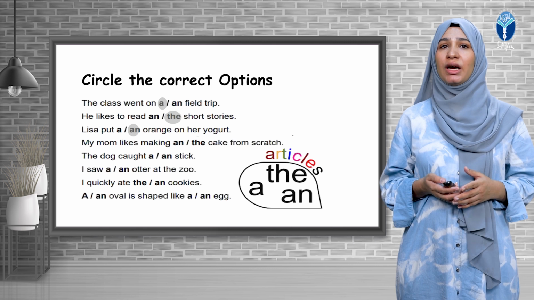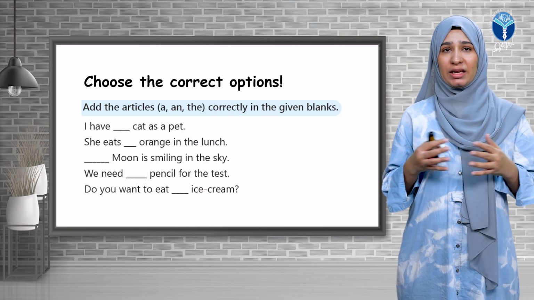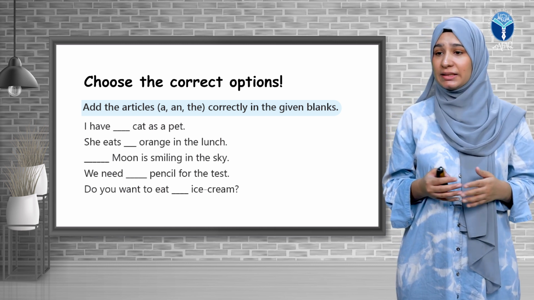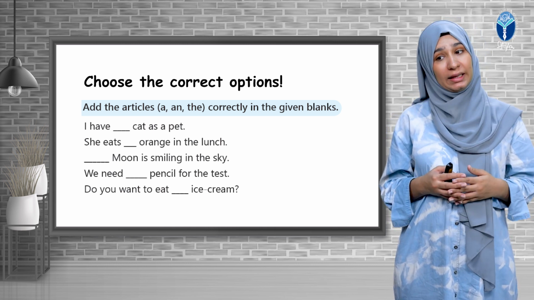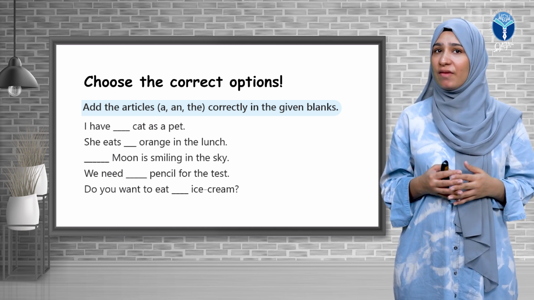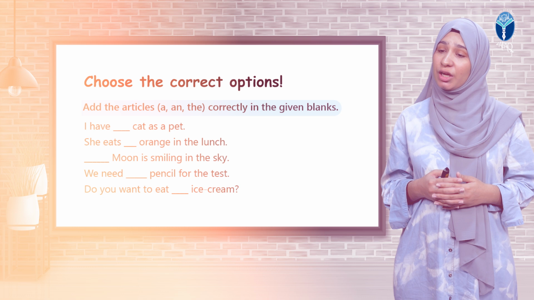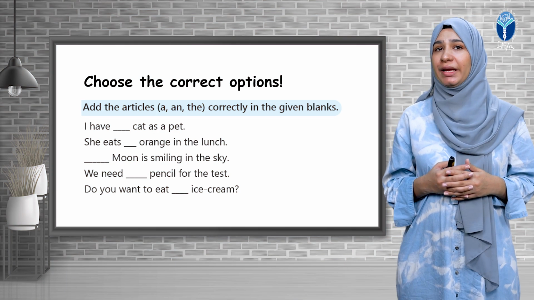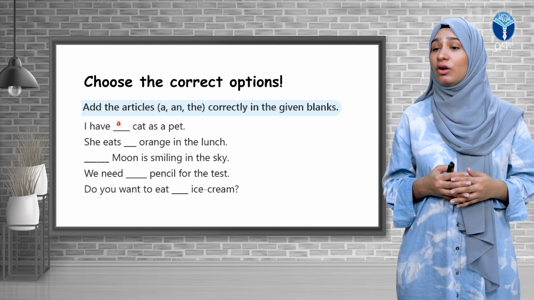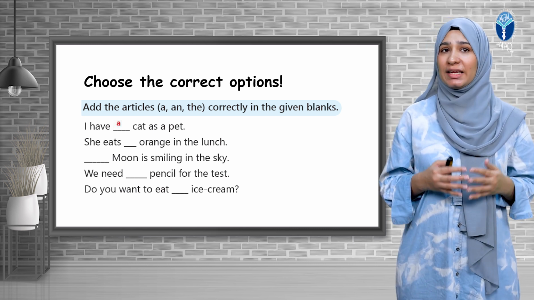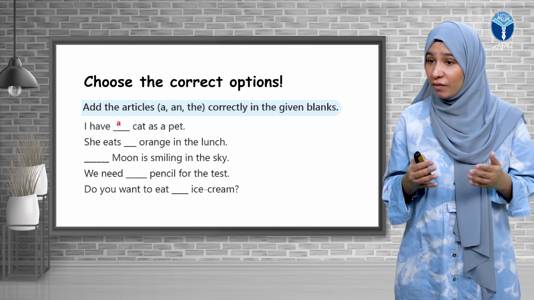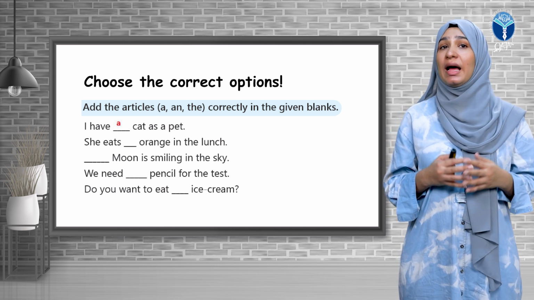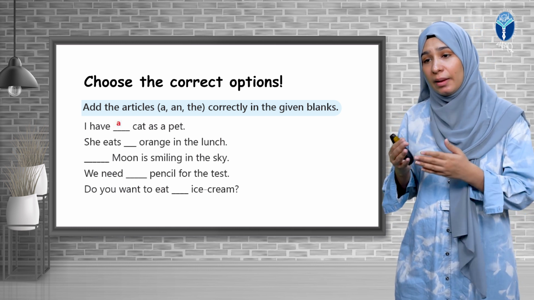Now students, we are going to move to our next activity, that is again choose the correct option. Now we are going to add the articles a, an, the correctly in the given blanks. I have dash cat as a pet. Which article we are going to use over here? Oh no, we are going to use over here a because it is starting with a consonant. We need to focus on the next word. Is it starting with a vowel sound or is it starting with a consonant? So here we are going to use: I have a cat as a pet.